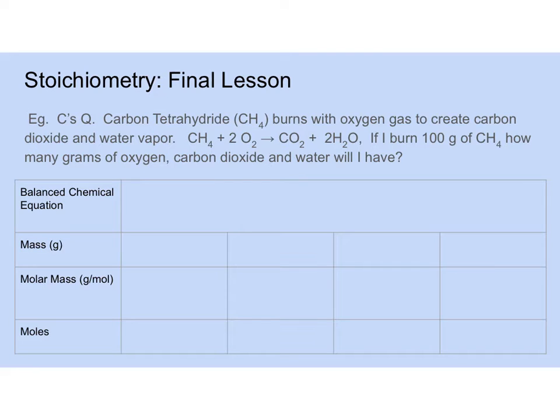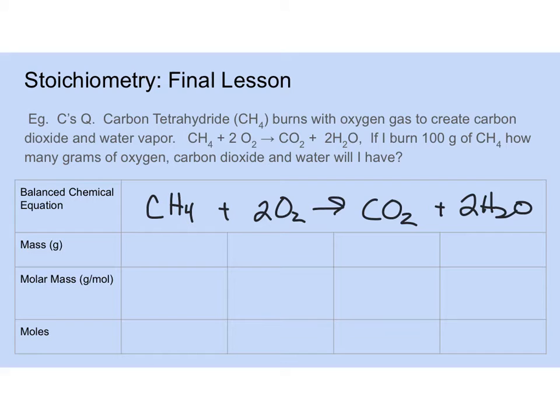So the first thing we're going to do is fill out the table. So I make the table and then I say, okay, CH4 plus 2O2 leads to CO2 plus 2H2O. Then it says if I have 100 grams, so how many grams? I have 100 grams. And basically, I need to get the answer of how many grams here, here, and here. That's the goal in this question.